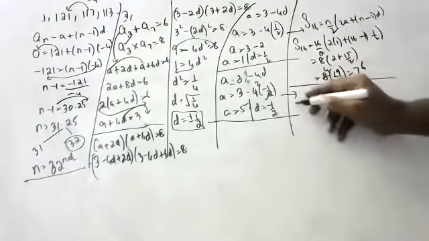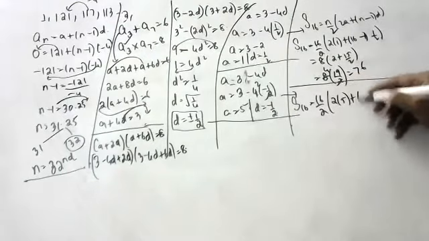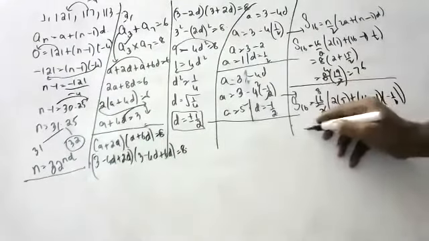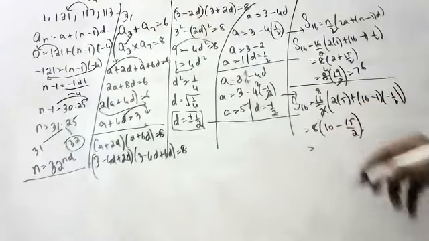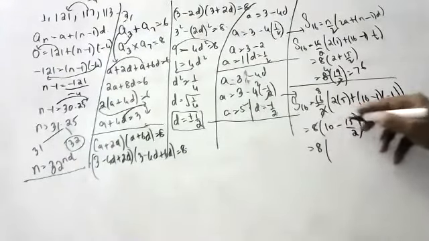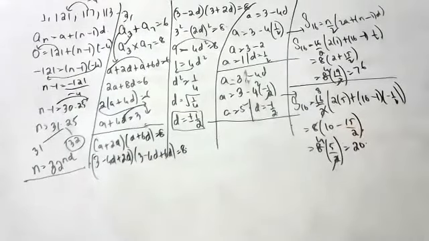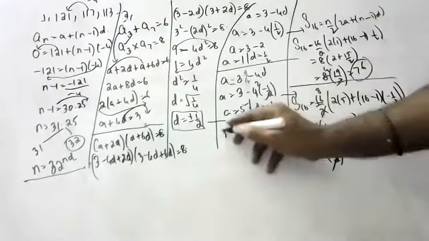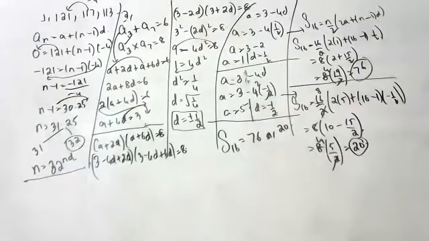What is the answer for the other case? 16 by 2 into (2 into 5 plus (16 minus 1) into minus 1 by 2). 8 into 10 plus... 8 into 25 by 4, 5 twos are 10, 20. So the sum of the 16 terms can be 76 or 20.